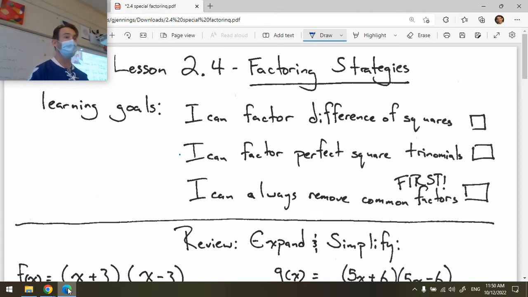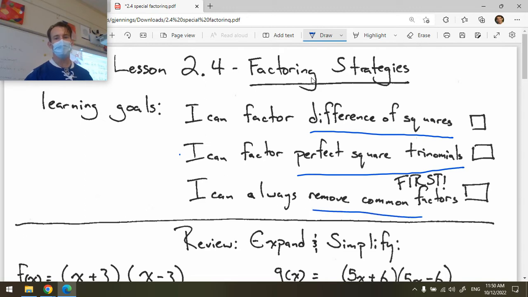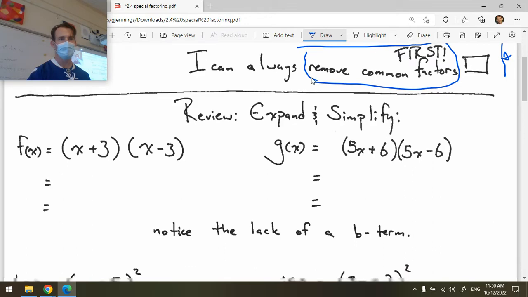Here we are going to learn about some factoring strategies and some special factoring. I thought about calling it snowflake factoring, but that seemed a little boomer to me, so we're just going to leave it as special factoring. Our goals for today are to be able to factor differences of squares, perfect square trinomials, and to always remember to remove the common factors first. You can use this section right here to keep track of your learning goals during today's lesson.